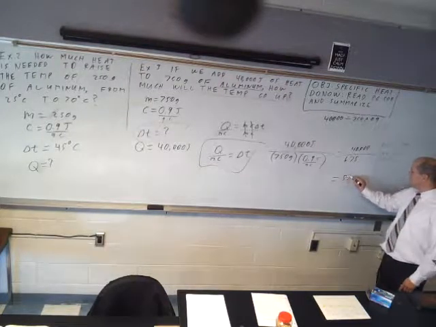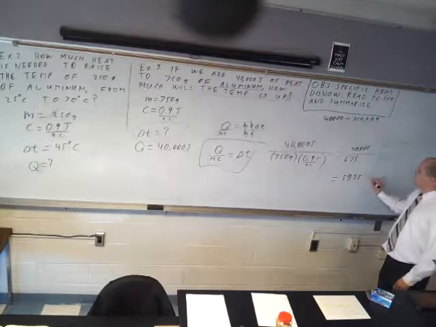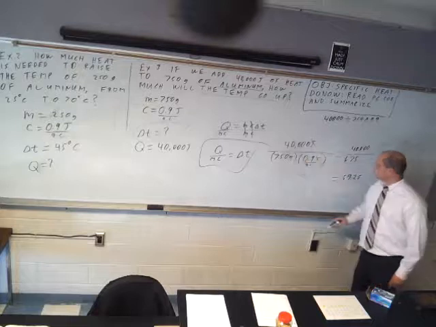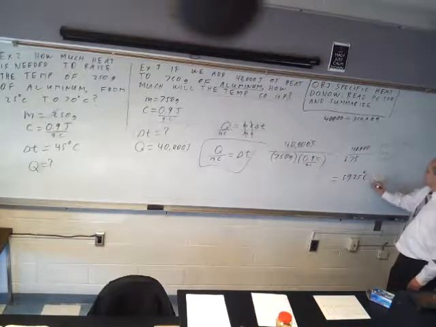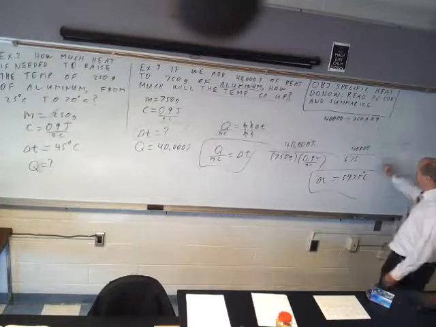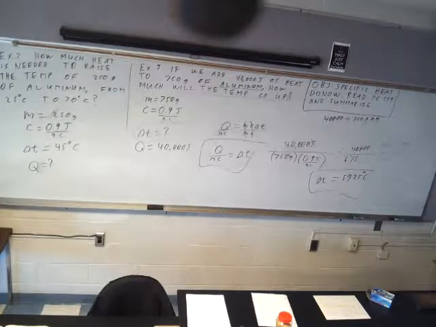59.25. And then your answer is going to be joules cancel, grams cancel. Your answer is going to be Celsius, which makes sense because it's changing temperature, right? 59.25 degrees Celsius. So that's how much our temperature went up by.